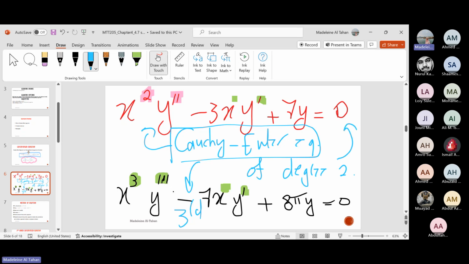Okay. Can you construct your own example, miss? Construct an example of a Cauchy-Euler equation of degree 4.